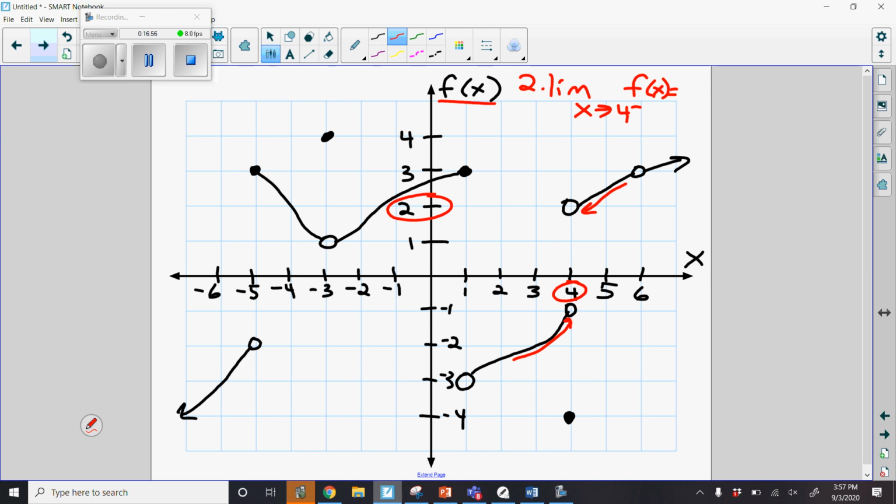I see that I'm approaching a different y value, a different f of x value. I'm approaching that f of x value of -1. So my left-hand limit at 4 is -1. Okay. Question 3.